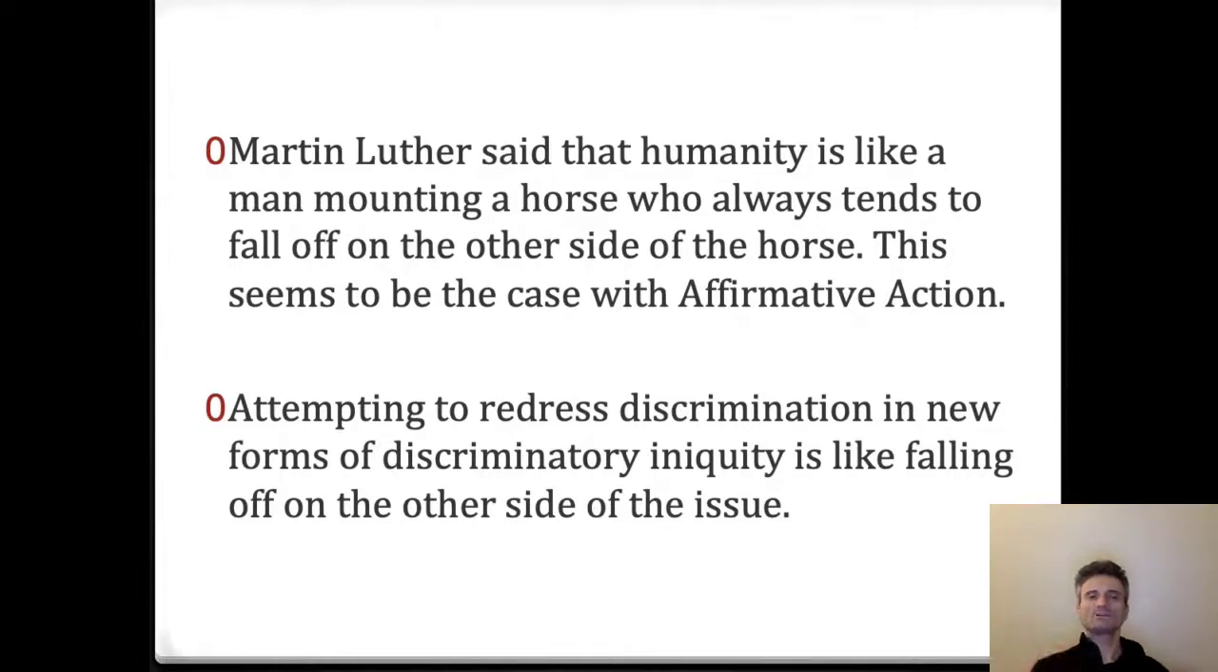Martin Luther King, so he ends his paper by saying that Martin Luther King said that humanity is like a man mounting a horse who always tends to fall on the other side of the horse. And this seems to be the case with affirmative action, according to Poyman. It's a very good way of explaining affirmative action, because attempting to fix discrimination and the wrong that has been done, with new forms of discrimination, is just the same as trying to mount a horse and then falling to the other side of the horse. This is not going to fix the issue.